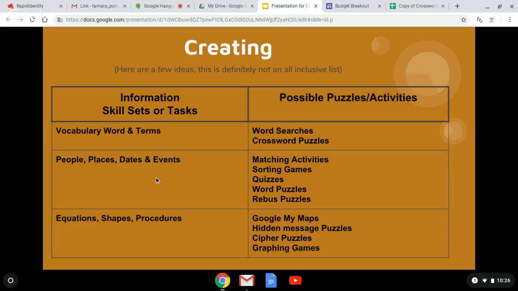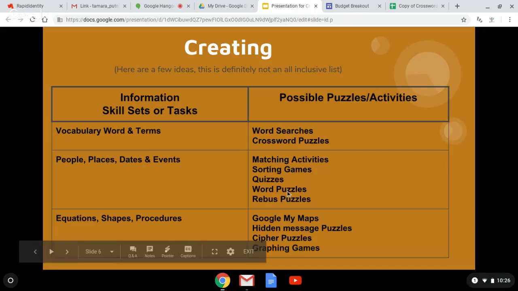People, places, events, dates, that type of thing. A lot of times I use quizzes or sorting games or matching activities. There, again, many different things you can use.